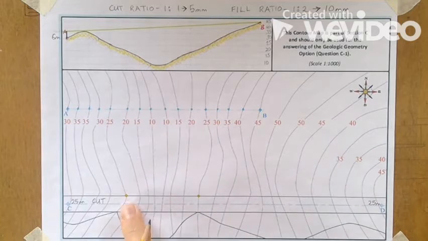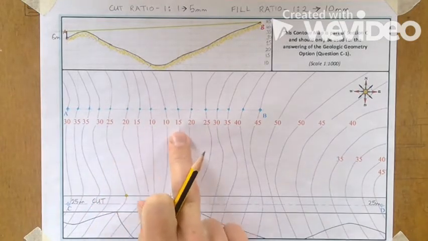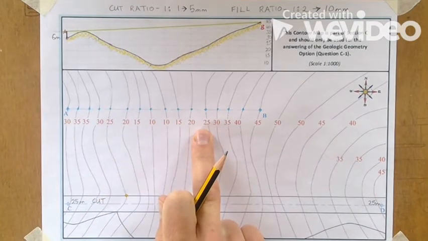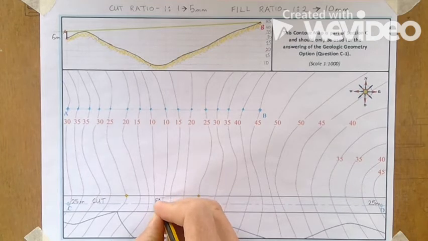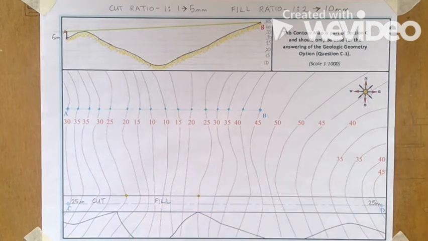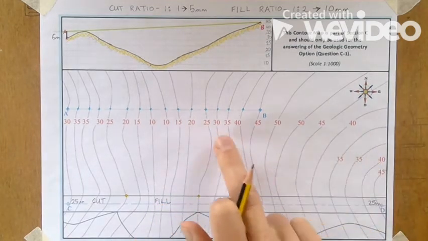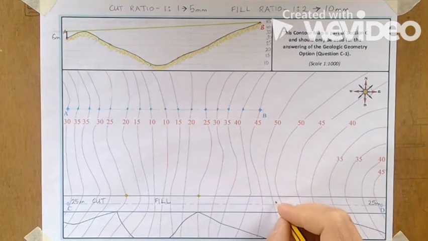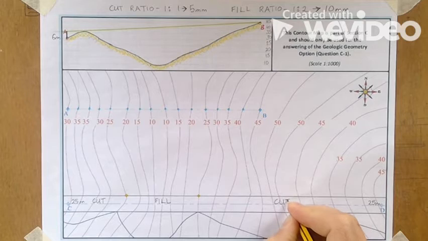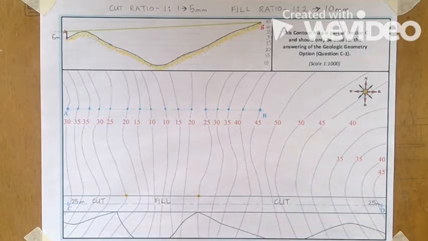Okay, now between these two 25s, you can see the contours are less than 25. So that means the ground is lower down than the road. So we have to fill up to the level of the road. And then from here to the end, all these contours are greater than 25. So again, we're going to be cutting them away so it'll go to the level of the road. So we have a part that we need to cut, fill, and cut.